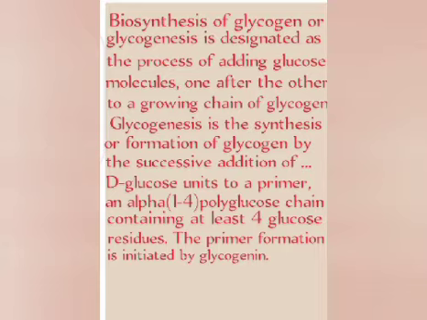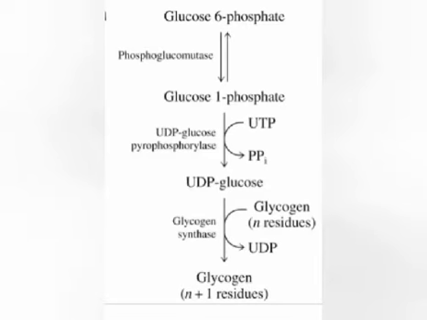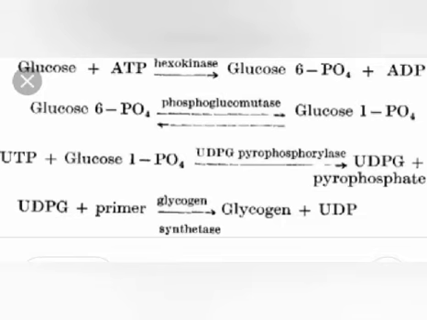Glycogenesis, or biosynthesis of glycogen, in another word, is the synthesis or formation of glycogen by the successive addition of D-glucose units to a primer, an alpha 1 to 4 polyglucose chain containing about 4 to 7 glucose residues. The primer formation is initiated by glycogenin, a primer protein. The biosynthesis of glycogen may begin with a D-glucose or glucose 6-phosphate molecule, facilitated by enzymes and stimulated by insulin in response to high blood glucose levels.